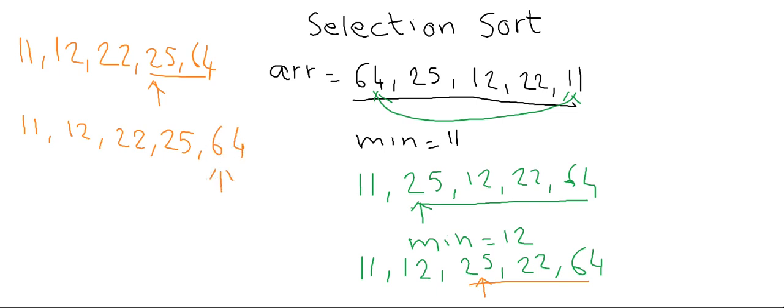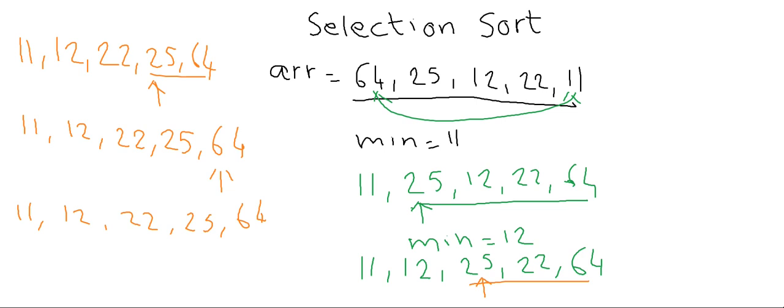And now we have the pointer here. The minimum is 64 itself, so we're going to swap it with itself. So the resulting array will be 11, 12, 22, 25, and 64.